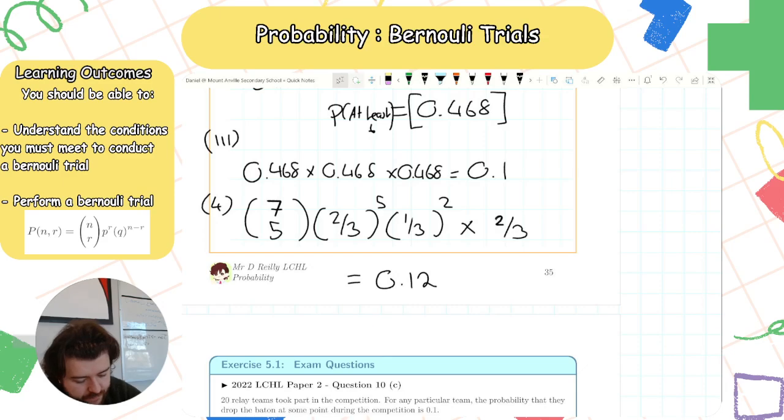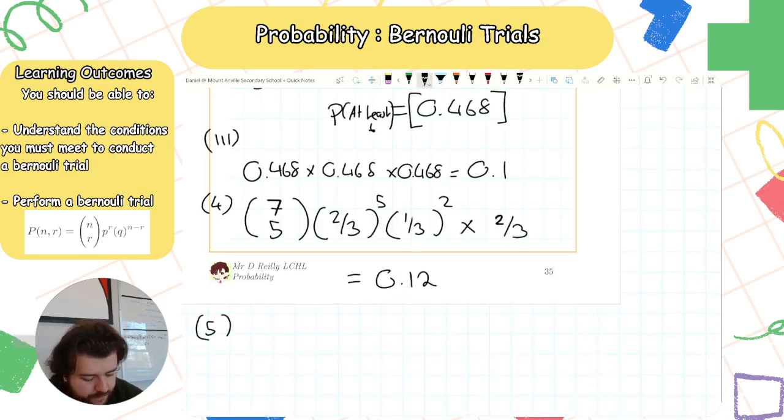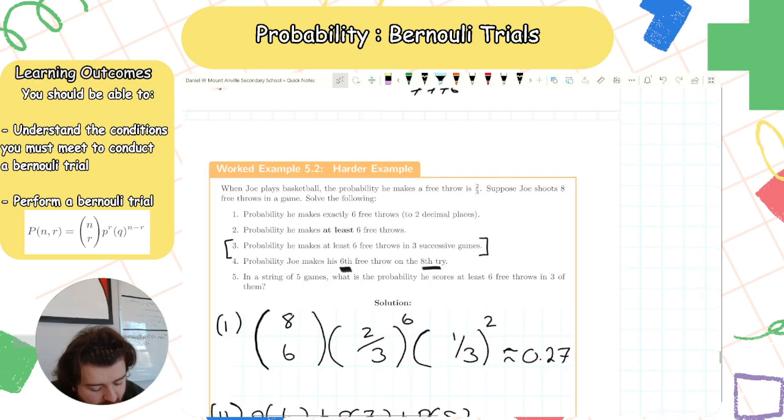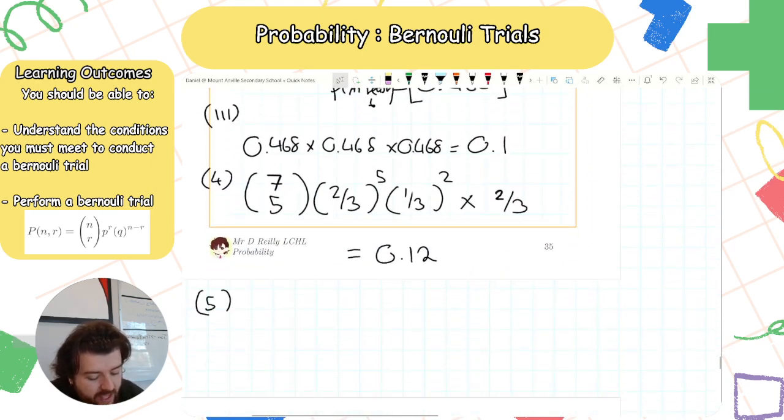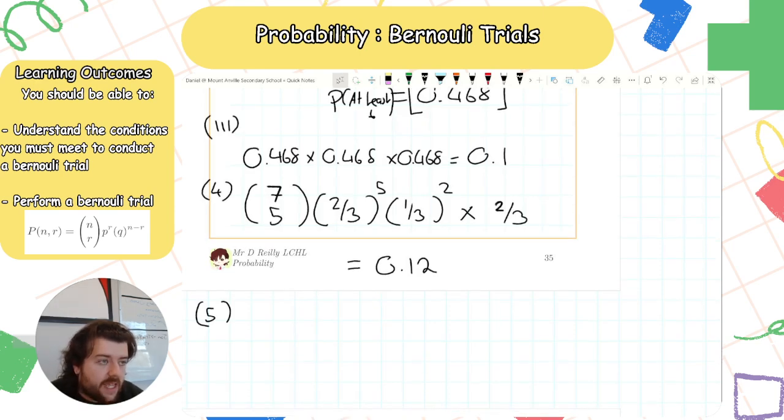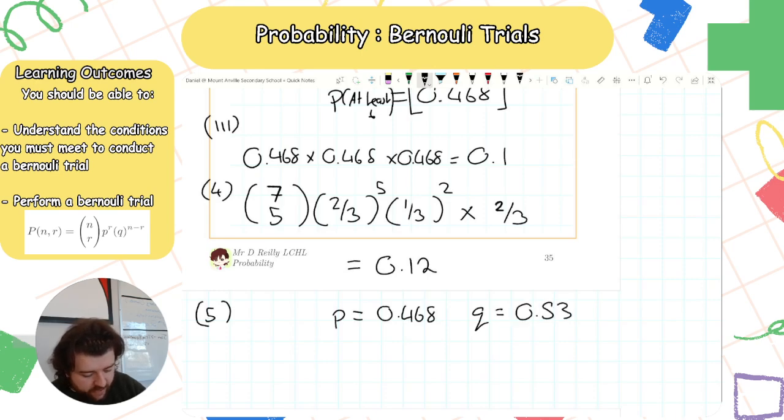And the last part here is: in a string of 5 games, what is the probability he scores at least 6 free throws in 3 of them? So, what's the probability of success? Well, I call that P. P is my probability of success. What's the probability he will score at least 6? That is 0.468. What's the probability he won't score at least 6? Well, that's 1 minus that. So 1 minus 0.468 is 0.532.